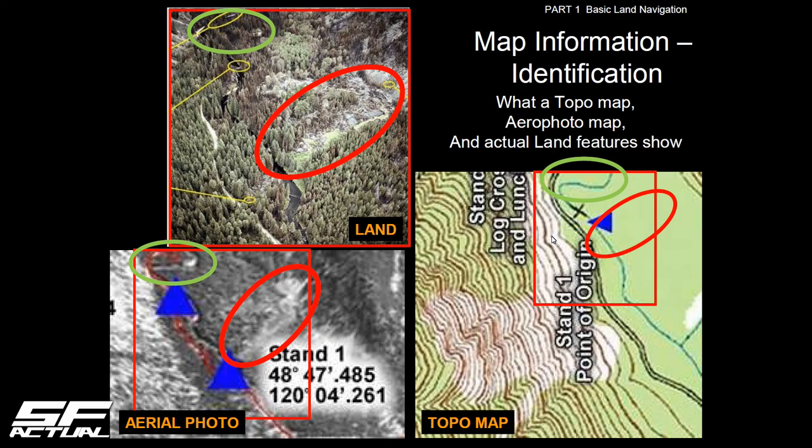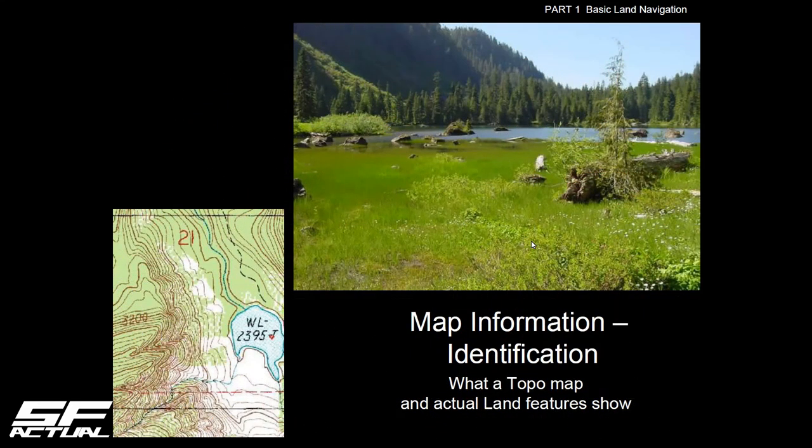A topographical map versus an aerial photo map, an actual land feature show. This is just kind of showing what is on a topographical map versus the land in an aerial photo. Sometimes there's stuff there that you might not see on a topographical map. Here's just showing the same thing, trying to break down this lake, what it would be on the map and actually what it looks like in real life.